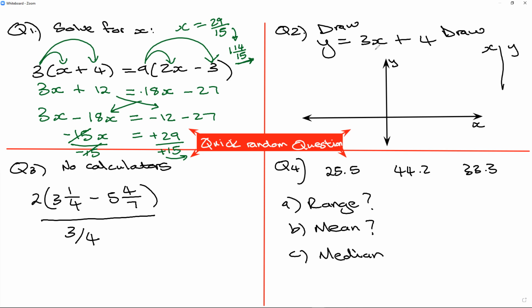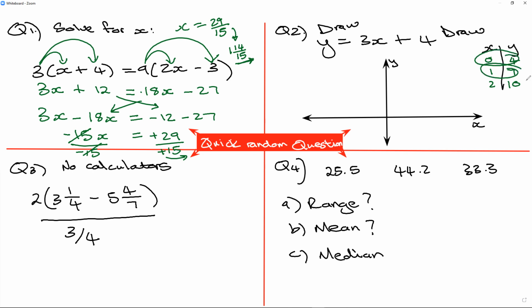Okay. Question 2, they ask us to draw this. So if I use a table and I provide some values, let's say 0. If I put 0 in here, 0 times 3 is 0, and 0 plus 4 will get me 4. If I put another value like 1, 1 times 3 is 3 plus 4 gets me 7, and if I put another one, 2, 2 times 3 is 6 plus 4 gets me 10.